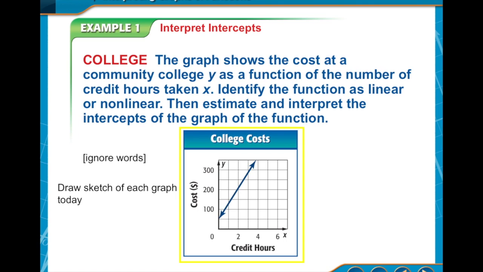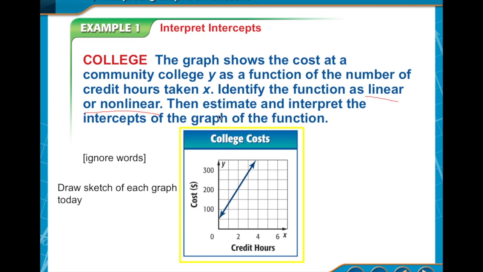So to look at this problem, example 1 says the graph shows the cost at a community college, which is given by our y variable on the y-axis. It's a function of the number of credit hours taken. So in other words, the more credit hours you take in college, the more it costs, as you see with the rising line. We're asked to identify the function as linear or nonlinear. So we want to know, is it linear or nonlinear? In other words, is our graph a line or is it not a line?